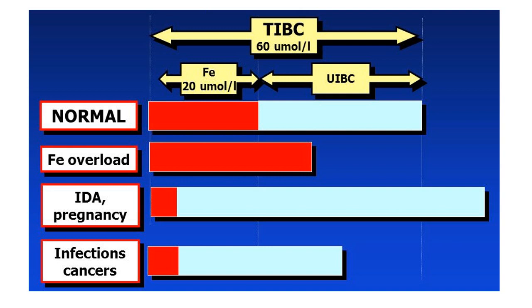Let us return to cases of iron overload. In these cases, of course, iron increases, which is expressed by the serum iron, the red column. And the transferrin or TIBC decreases, the whole column, according to the above mentioned rule. As a result, the places that are not occupied by iron, or UIBC, the light blue column, are reduced. Don't forget that these patients have a very large store of ferritin, meaning that the serum ferritin increases.